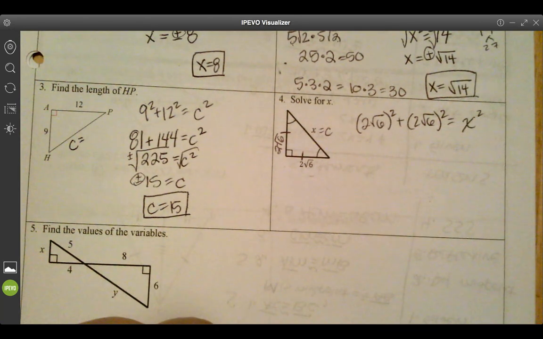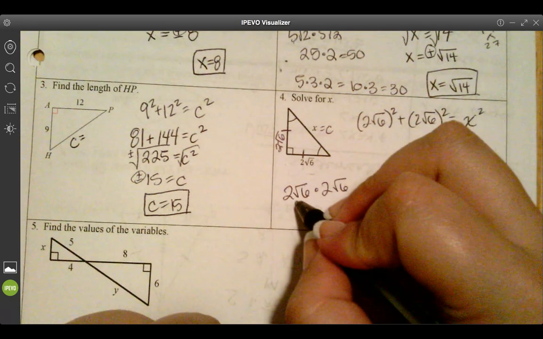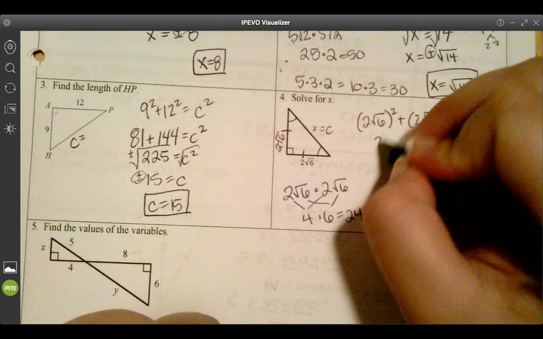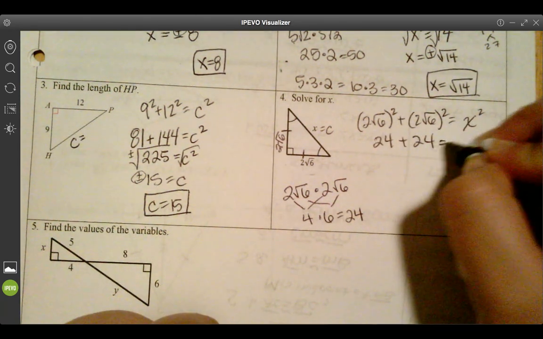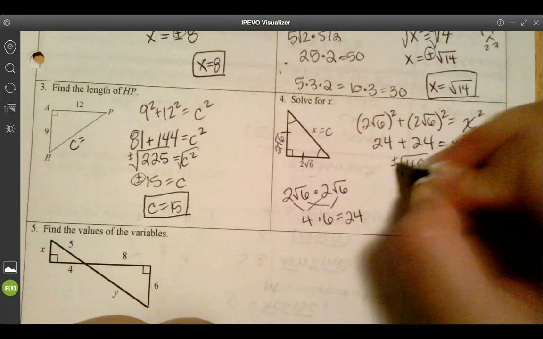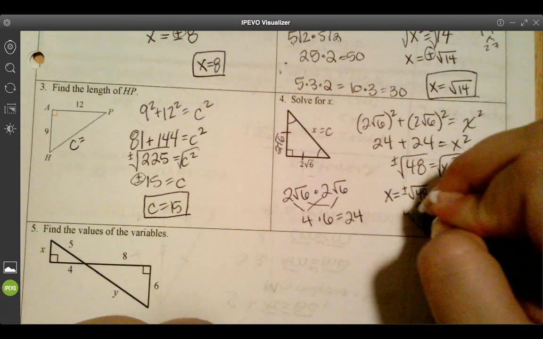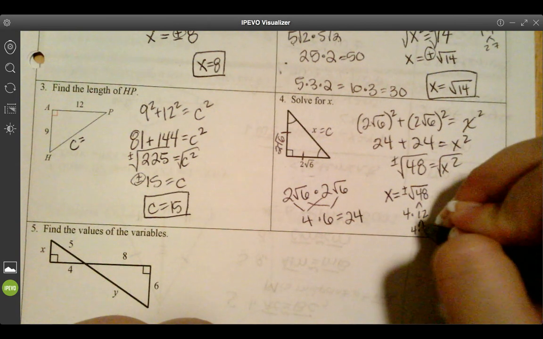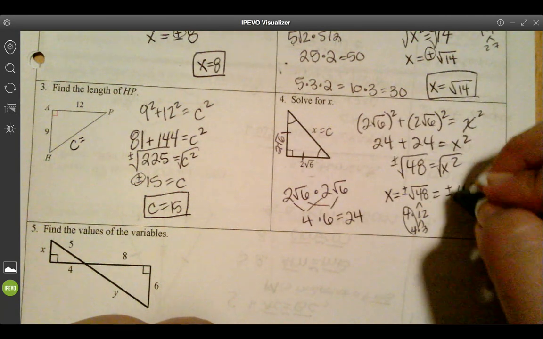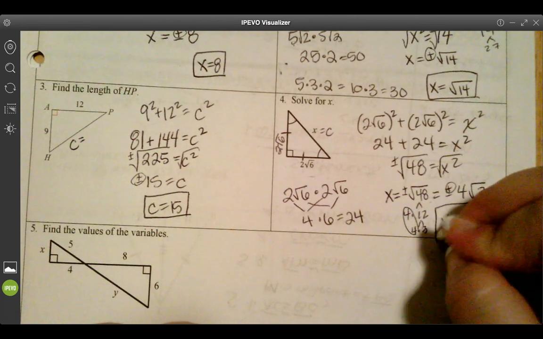Well, remember when we square a number, we multiply it by itself. 2 times the square root of 6 times 2 square root of 6. That gives us 4 times 6, which is 24. So that's 24 plus 24 equals x squared. 48 equals x squared, square root on both sides. X equals plus or minus the square root of 48, which is 4 times 12, 4 times 3, gives us plus or minus 4 root 3. X is a distance, so we take the positive one. X equals 4 times the square root of 3.